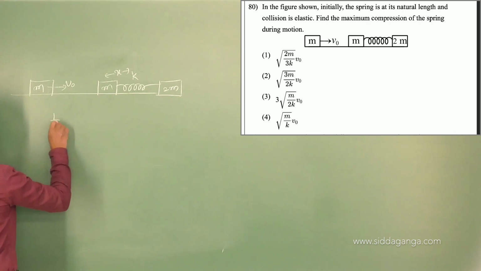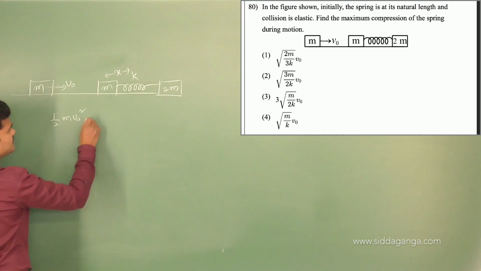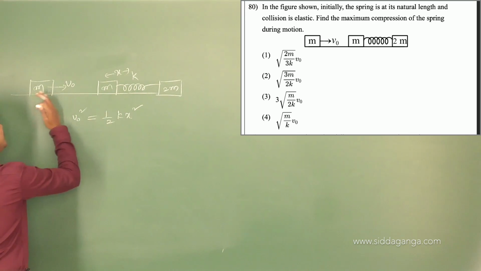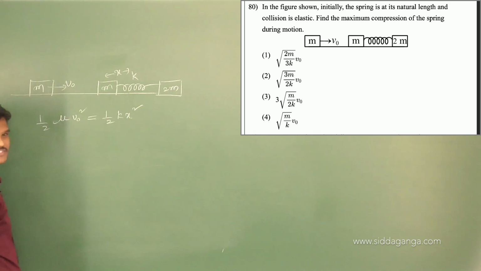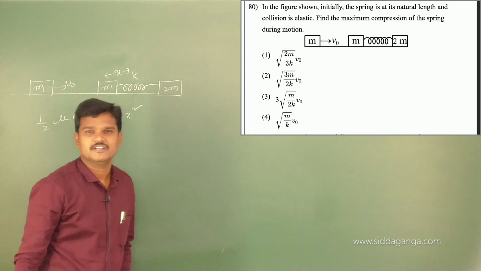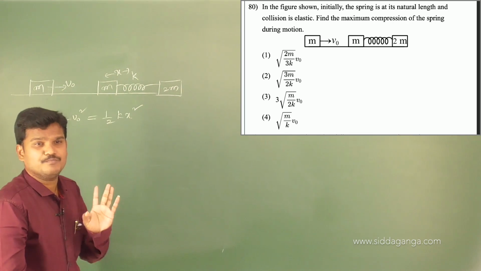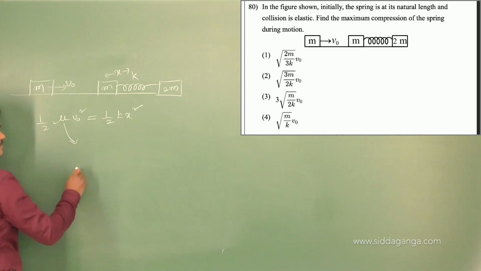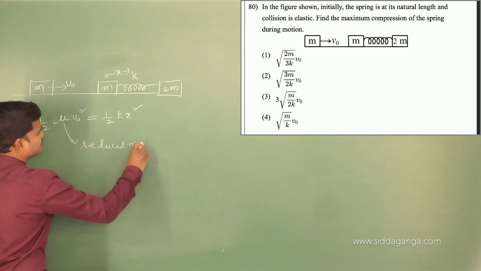So here half m v naught square, we can write it as half k x square. Here half m I am going to replace with half mu v naught square. See, again I am using one more shortcut. Instead of writing 2 to 3 equations, I wrote it in one step only, mu v naught square. What is this mu? Mu is nothing but reduced mass.